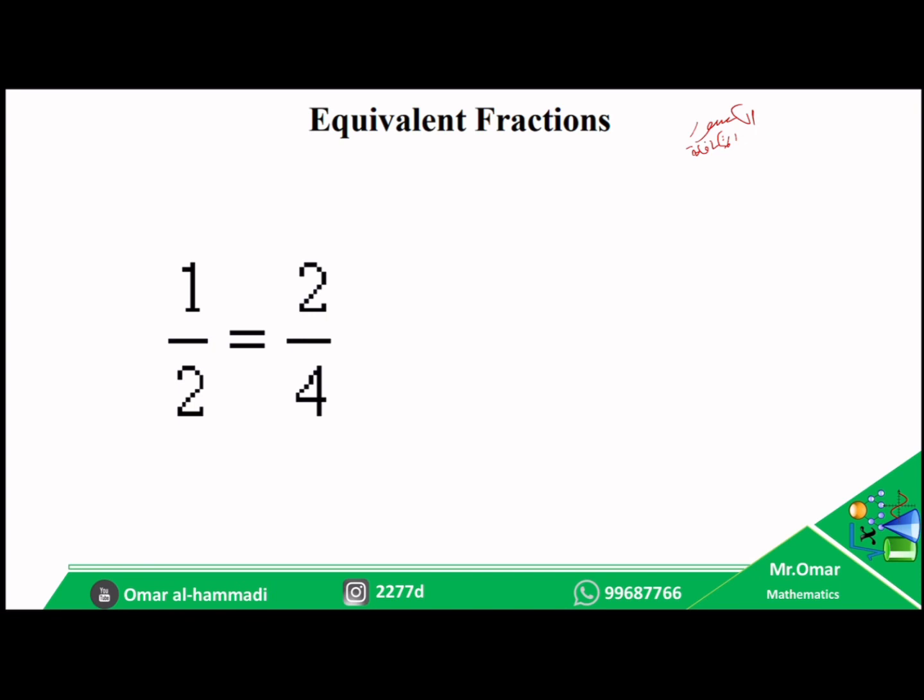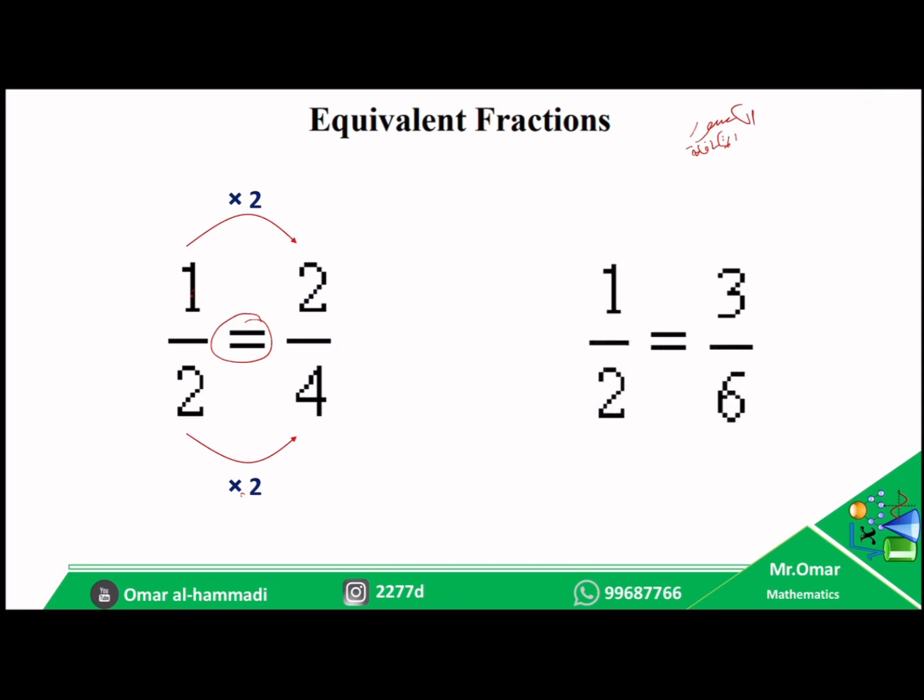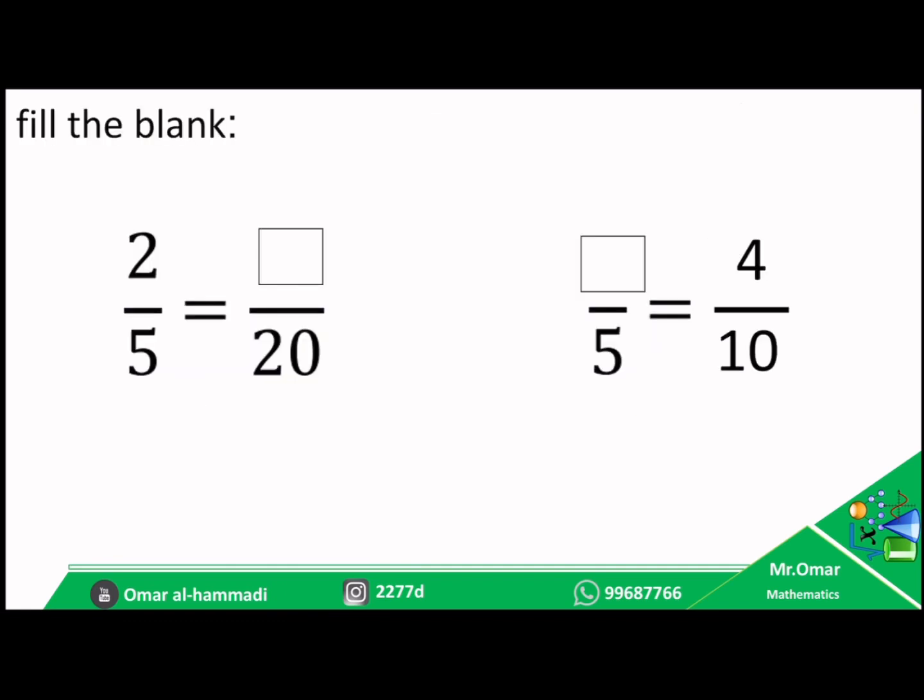Why? Because when we multiply 1 by 2, it gives us 2. And also 2 multiplied by 2 gives us 4. So 1 divided by 2 is the same as 2 divided by 4. Also 1 divided by 2 is the same as 3 divided by 6. Why? Because we multiply by 3 in both numerator and denominator. Okay, and now we have an example.